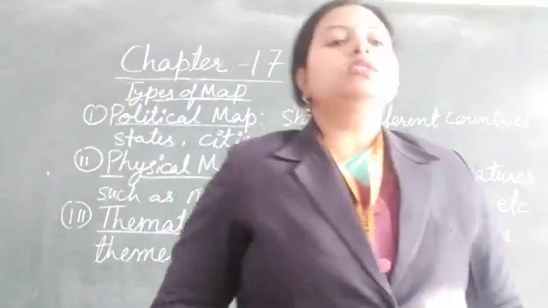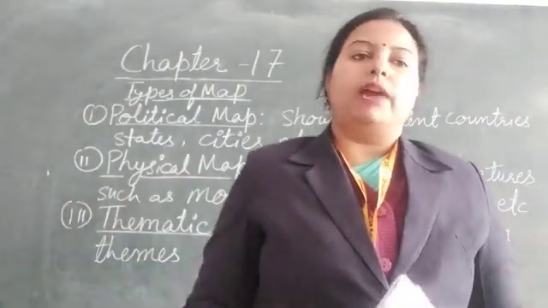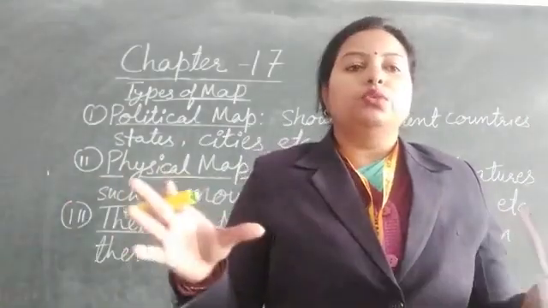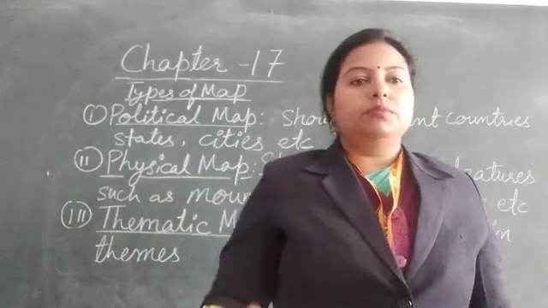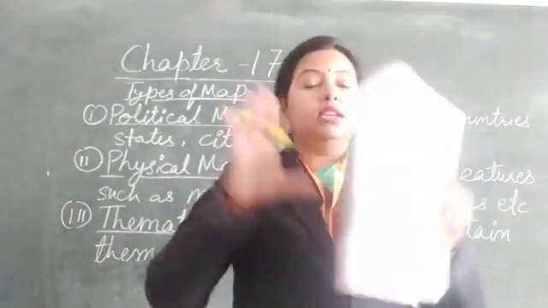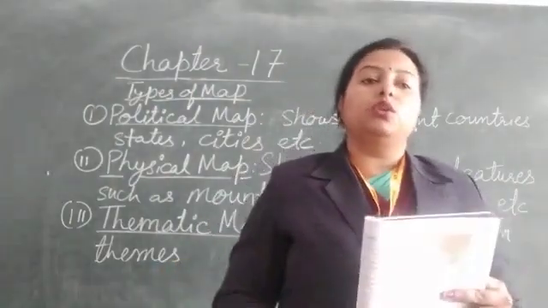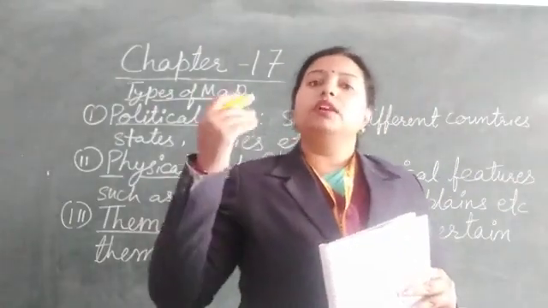Students, we use a variety of symbols, signs, colors on a map. This shows physical, economical and cultural features of a map. All these things, the symbols, signs, colors, are called the language of a map.